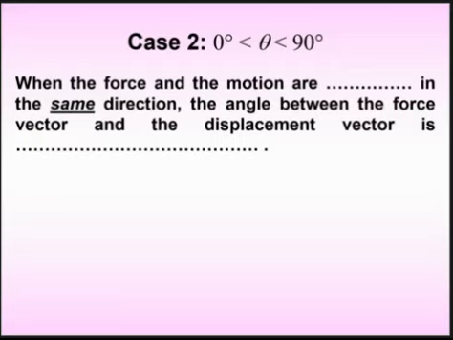So my question to you is, keep holding it that way. Are they going perfectly in the same direction? Perfectly. But are they generally going in the same direction? Thank you. So I can't say exactly or perfectly. I have to say generally or somewhat in the same direction. So when the force and the motion are somewhat in the same direction, the angle between the force vector and the displacement vector is between 0 degrees and 90 degrees.